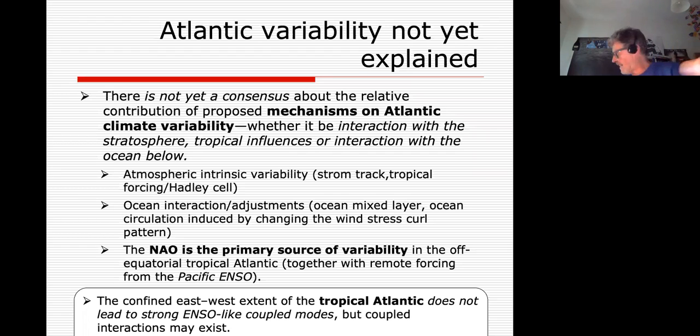The processes are there, and nobody objects to them. But what are the dominant processes? In which condition does one prevail compared to the other? How do they interact, and which is the feedback? This is still under investigation.